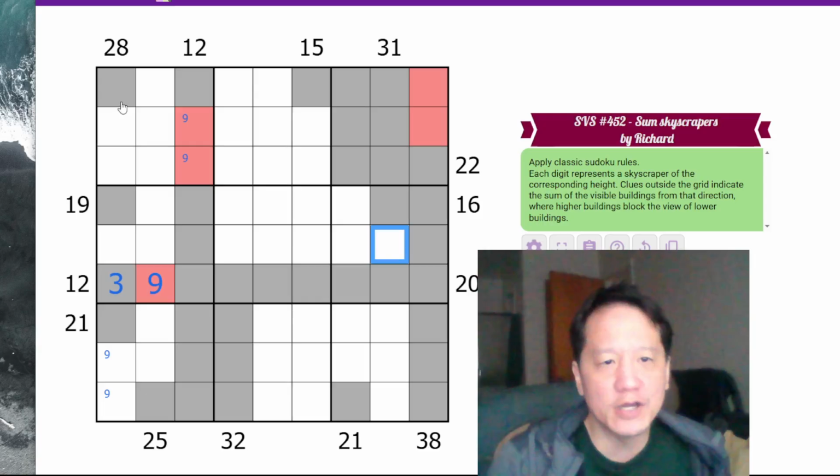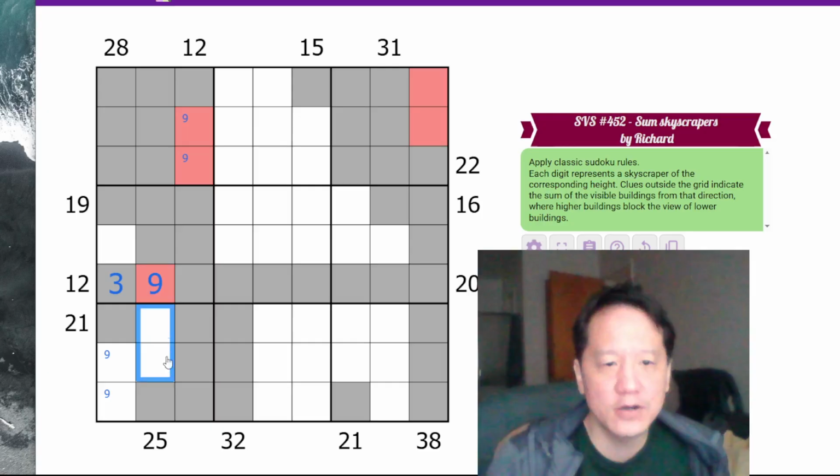What about 28? You cannot have 3 digits adding up to 28, and we already know 9's here. So this cannot be 9 here. No 9 here, no 9 here. This can't be 9 because of 9 in the box. So one of these two is 9 again.